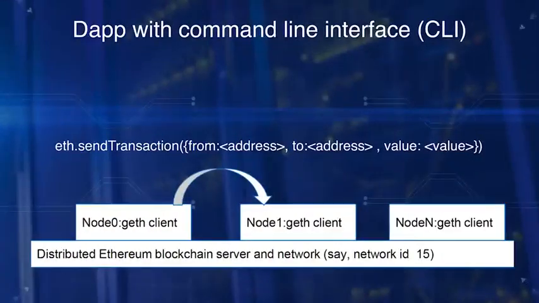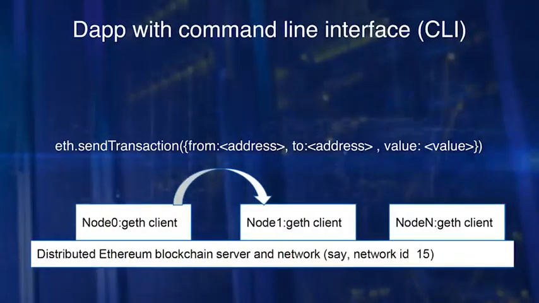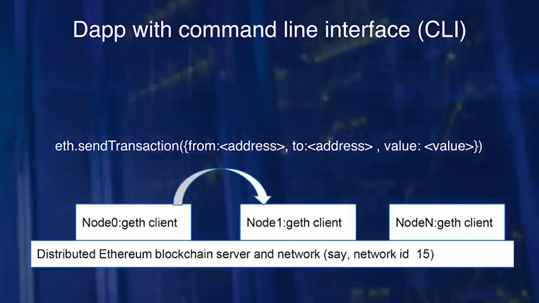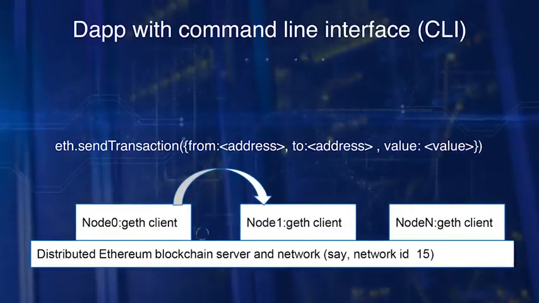Thus far, we covered the foundational concepts of a DApp. Now, for the first time, we are looking at the architecture of a DApp. Here is a simple DApp architecture with the nodes that we created earlier with the geth command, the Ethereum blockchain server, and the network. Once the nodes have been initialized on the same network, you can send transactions using the command line interface.